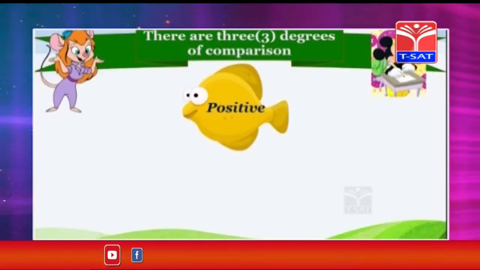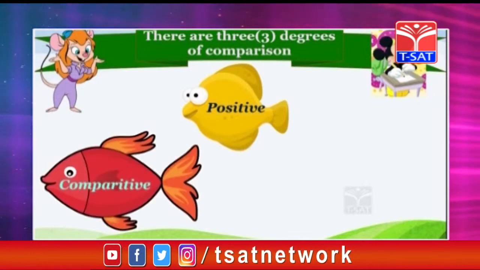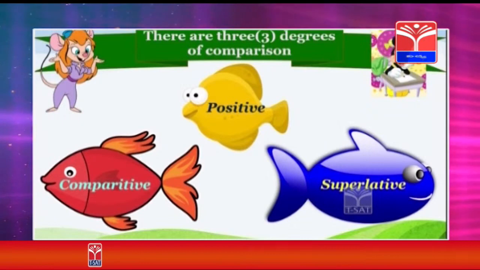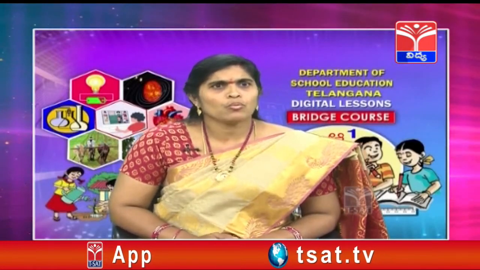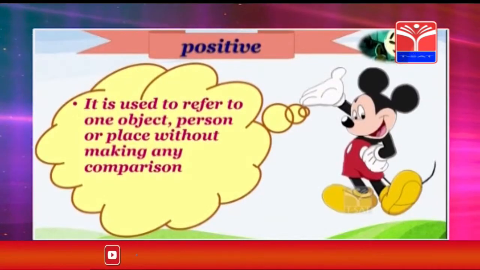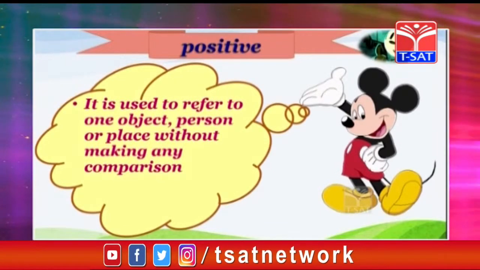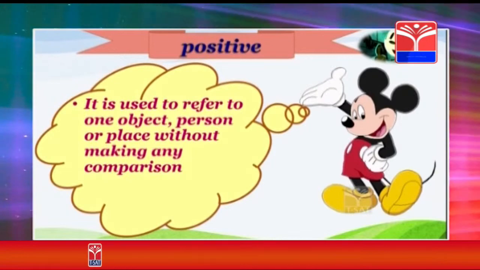The first degree of comparison is positive degree, and the next one is comparative degree, and the final one is a superlative degree. So let's know what is a positive degree. Have you ever heard this word, children? Okay, let's see. It is used to refer to one object, person or place without making any comparison.